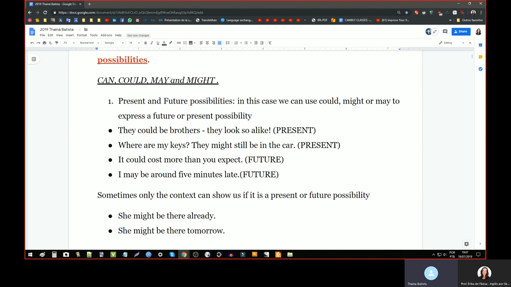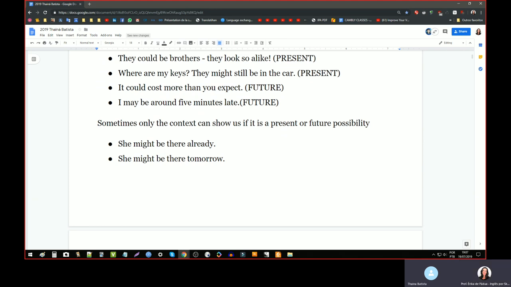So in these four cases here, we can use both of them. For example, I can use may, might, or could. So I can also say they may be brothers or they might be brothers. So in that case, it's okay to use any of them. But it's very important to pay attention, because sometimes only the context will show us if it is a present or a future possibility. So she might be there already. She might be there tomorrow, future. Exactly. Yes. So yeah, context.